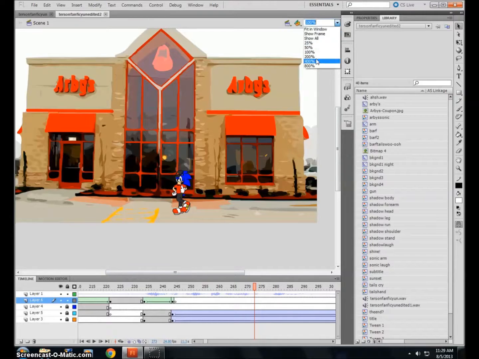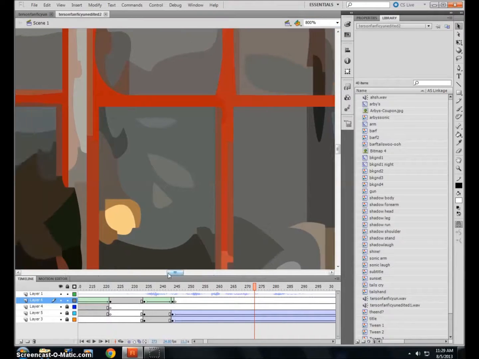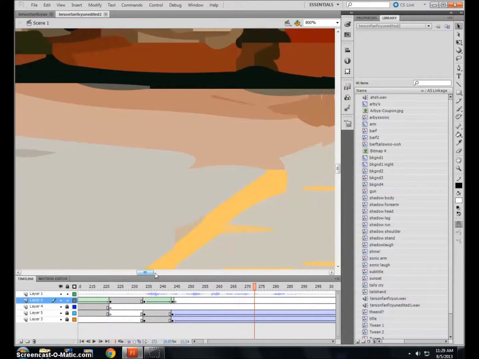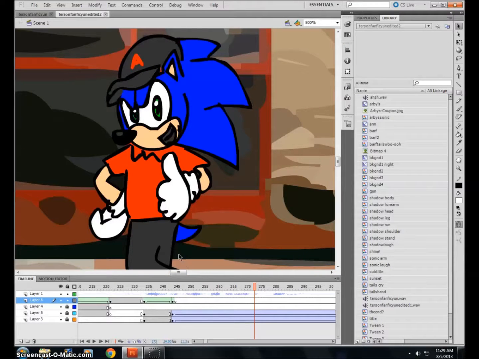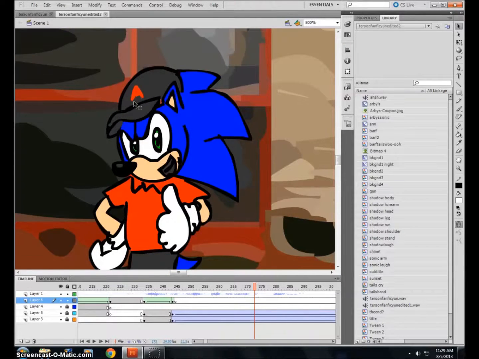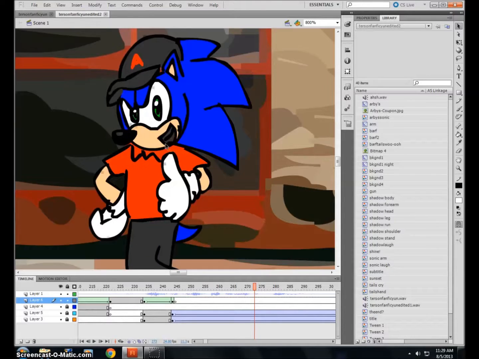Oh, and also, I made sure to replicate the Arby's uniform on Sonic. Even put a little A on him. Although, apparently, I forgot to color in his teeth, but who cares? It's so far away, no one can see.